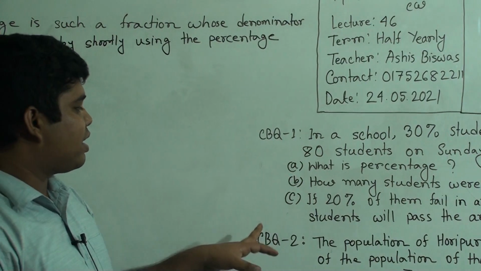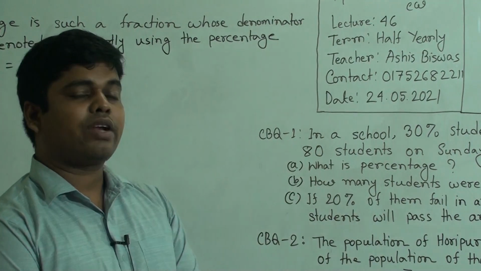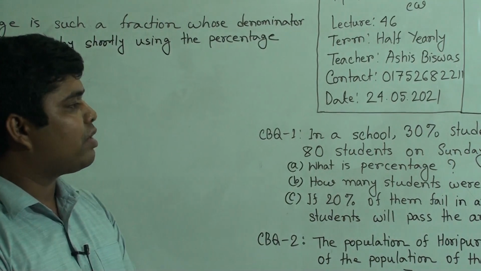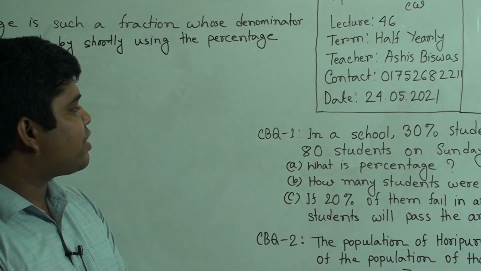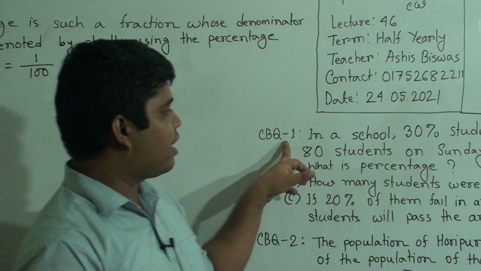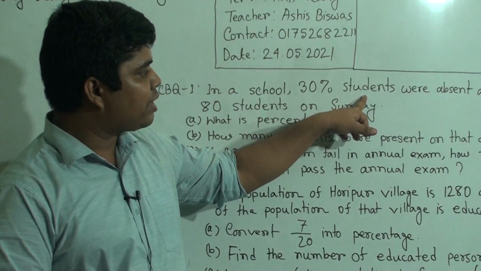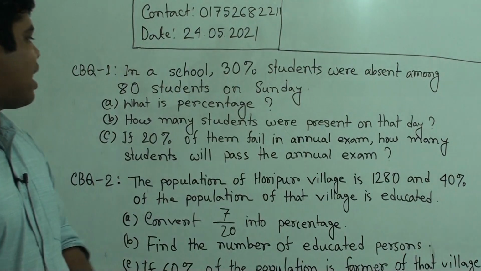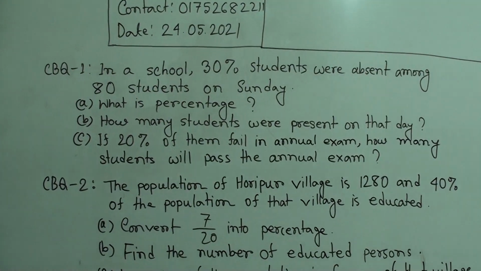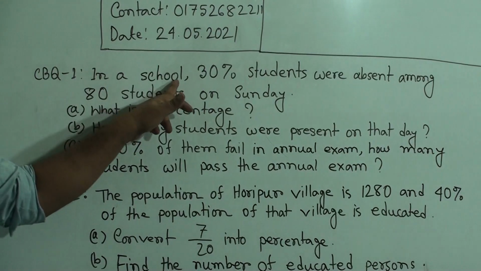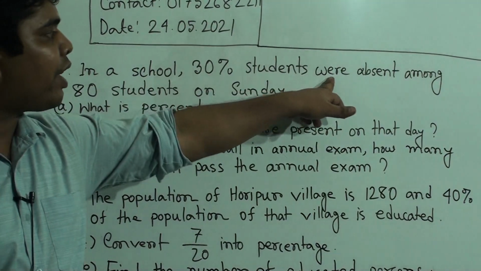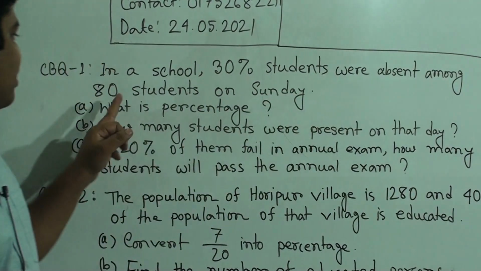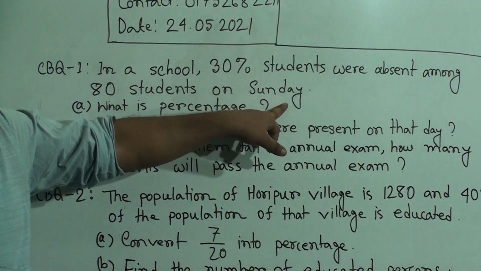CBQ number 1 and CBQ number 2 are written on the board. At first we want to solve CBQ number 1. First of all, we read the question. In a school, 30% of the 80 students were absent on Sunday.